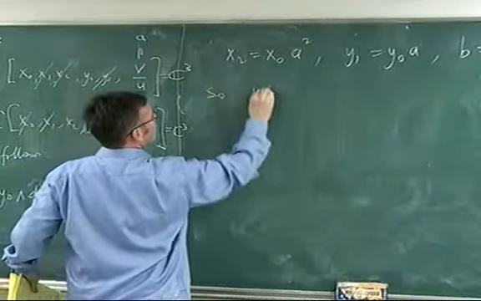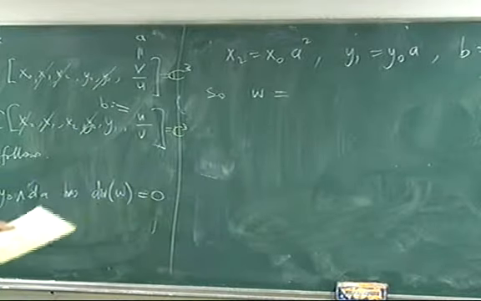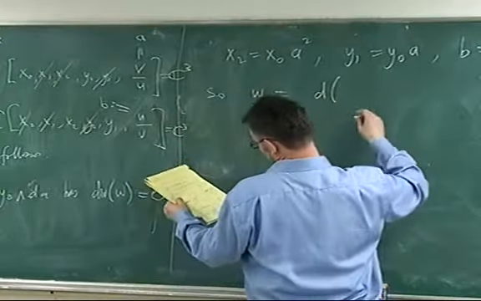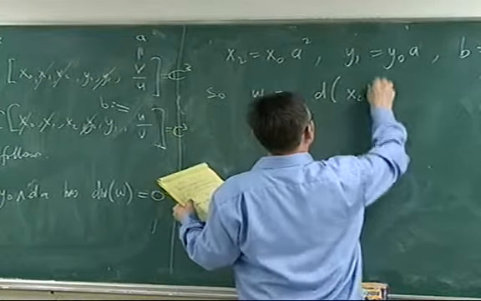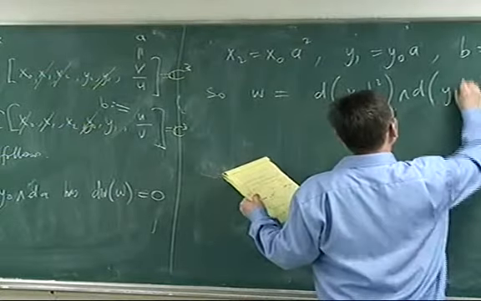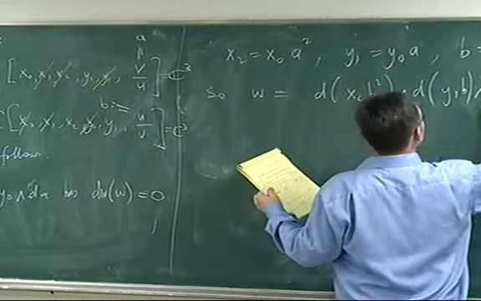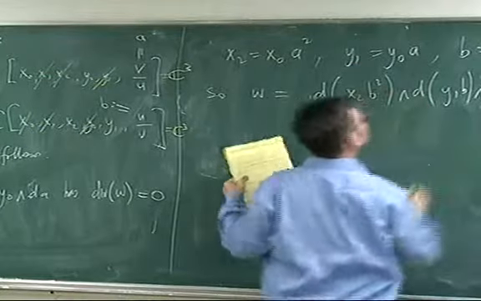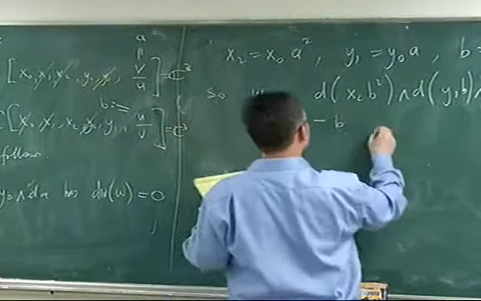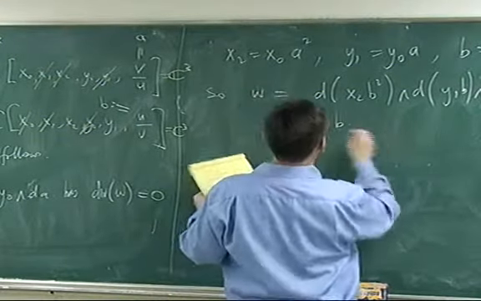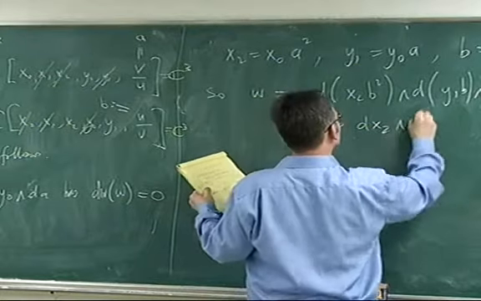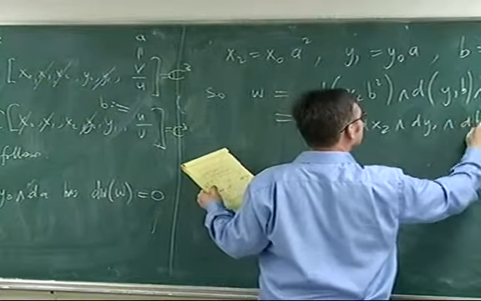So omega is, what's x naught? Well, if I rearrange this a little bit, it's d of x2b squared wedge d of y1b wedge d of 1 over b. So I'll leave you to differentiate that. This is minus b, actually, yes, minus dx2 wedge dy1 wedge db.